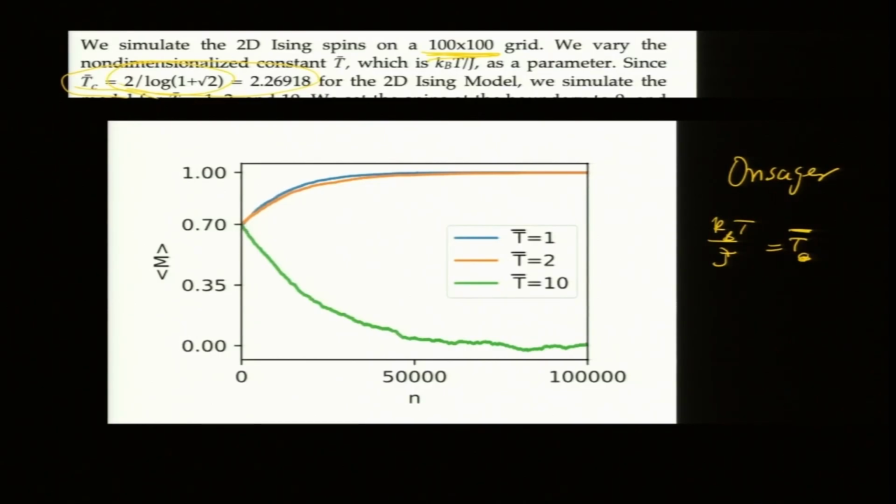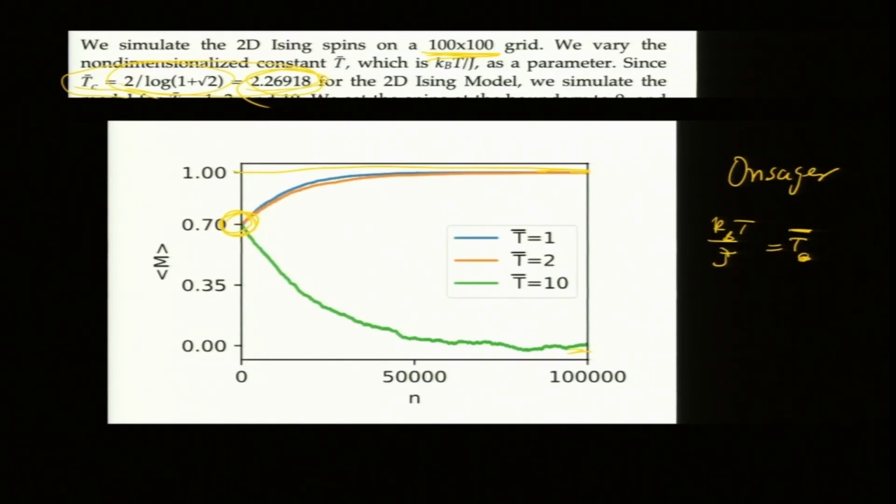So for T bar equal to 1, we should get an ordered state, lower than the critical temperature. For 1 and 2 I get an ordered state. This is an ordered state; magnetization is 1. But for T bar equal to 10, I get a disordered state. I start with 0.7, which is biased. If you start with 0.5, then it takes a long time. I want you to try to go as close as possible to this.